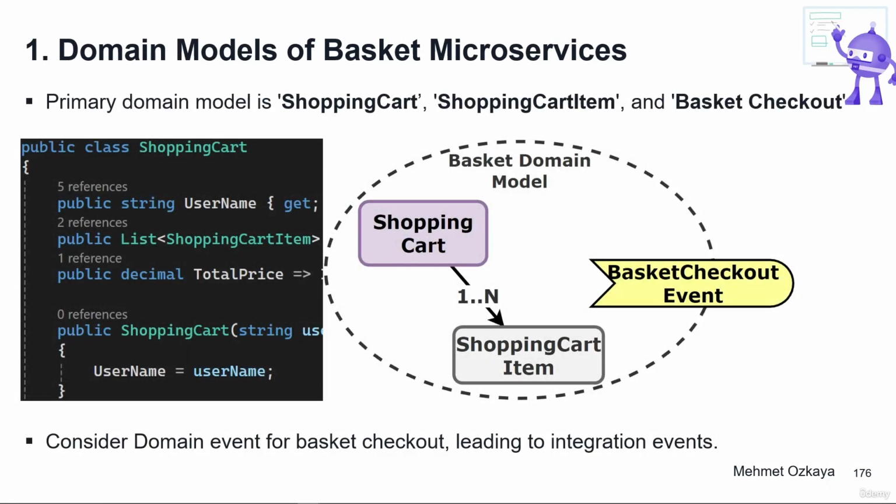In the basket microservices, we primarily deal with three domain models. These are the shopping cart, item, and basket checkout. In the shopping cart domain model, we basically hold the user's shopping cart information. The shopping cart item domain model represents an individual item in the shopping cart, and this has one-to-n relationships.